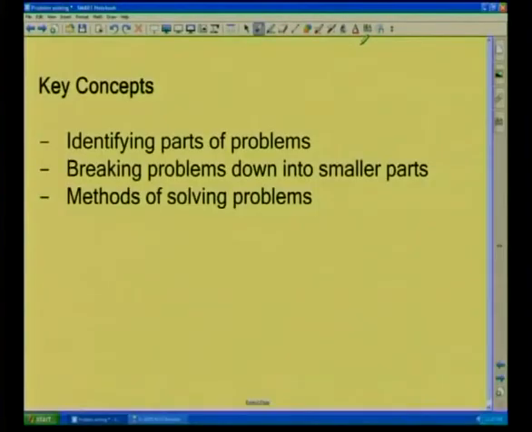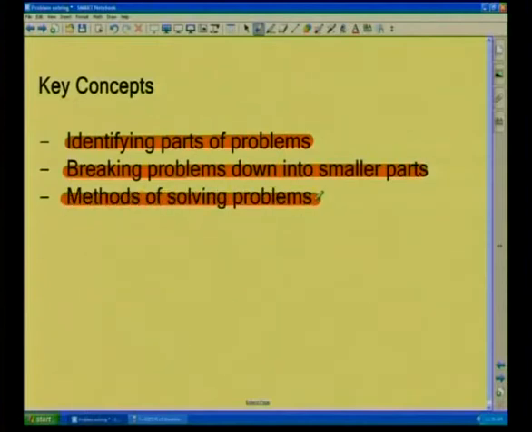Hello, I'm Laura Foote, and today in Maths Literacy we're going to be looking at some mixed examples. We're going to be mainly looking at paper 2 questions, which are a little bit more difficult, and therefore our key concepts are identifying parts of problems, breaking down problems into smaller parts, and looking at methods of solving problems. So let's start on our different problems.